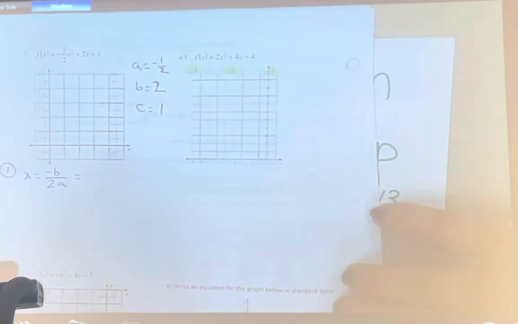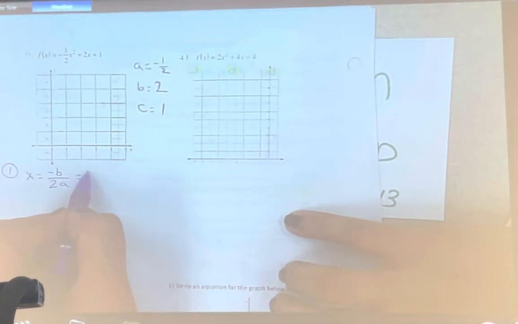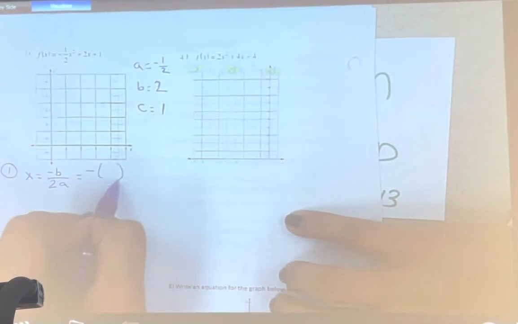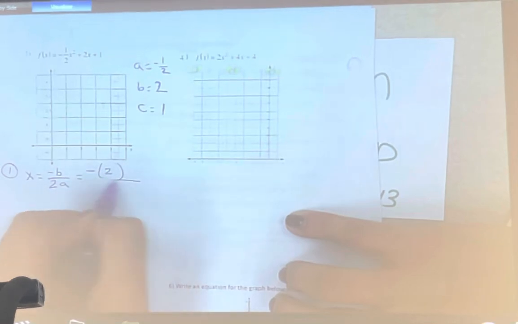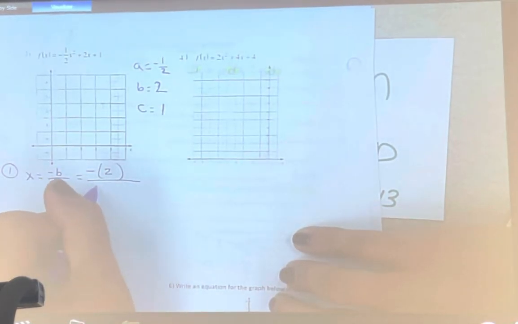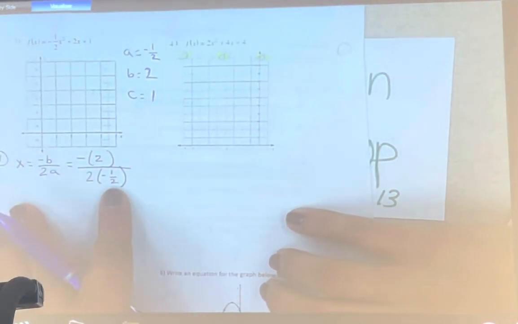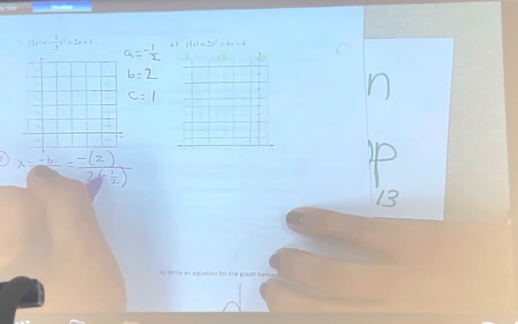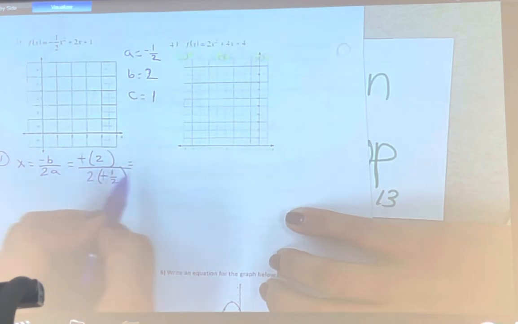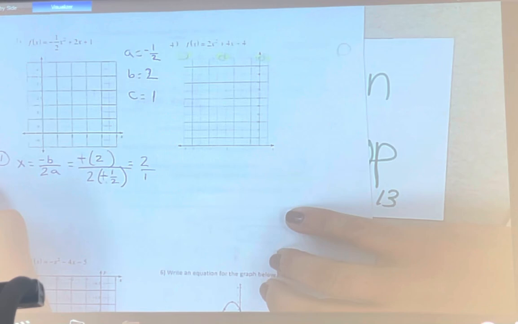All right, so we put negative, and what do we put in for B? 2. Over 2 times A. 2 times negative 1/2. And that's awesome, because normally you think fractions. I don't want to do a fraction. But this is just saying half of 2. And half of 2 is 1. And then we have these negatives. Negative divided by a negative is positive. So we just get 2 over 1, which is just 2. So x equals 2.